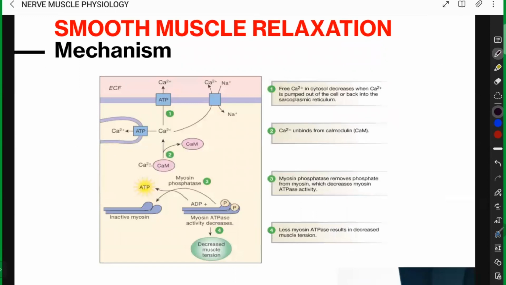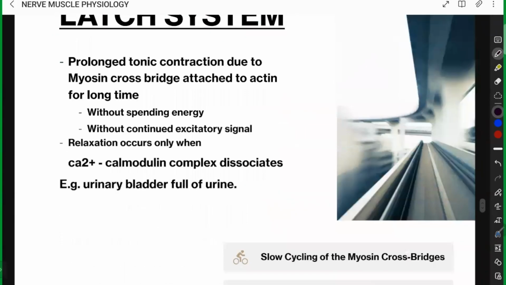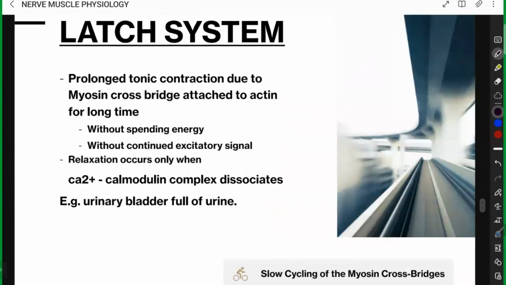Okay, next what happens is, I told you about a latch system, isn't it? So prolonged tonic contraction due to the myosin cross bridges attaching with actin is called the latch system. So this does not spend energy. There is a continued excitatory signal. So calcium calmodulin dissociates only when relaxation occurs. Okay, so this is going to be done. Okay, is it clear?